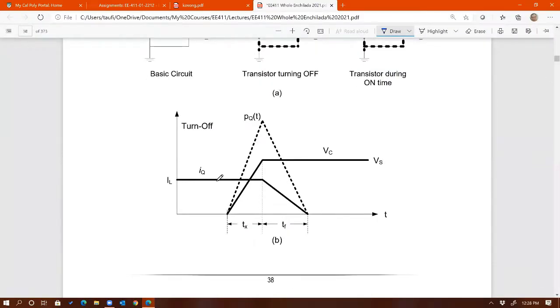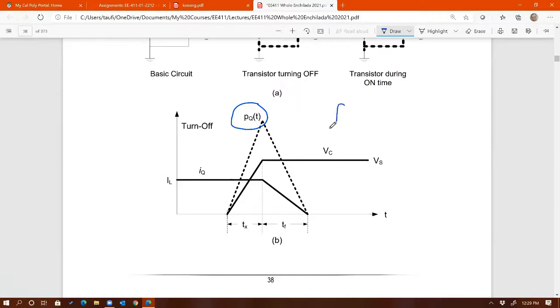You can see that when we have no snubber, PQ of t, which is just the product of voltage and current of the switch, IQ times VQ, is equal to this waveform right there, which is shaped exactly like a triangle. So it's a triangle shape for the power loss on the switch when we don't have a snubber. Therefore, finding average power will be simple here.